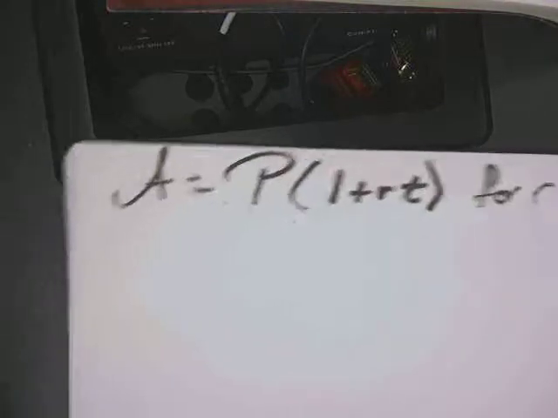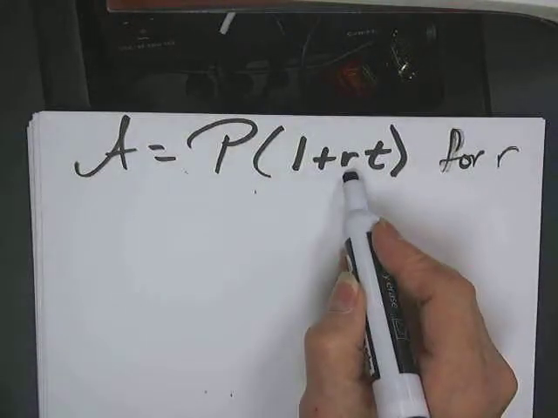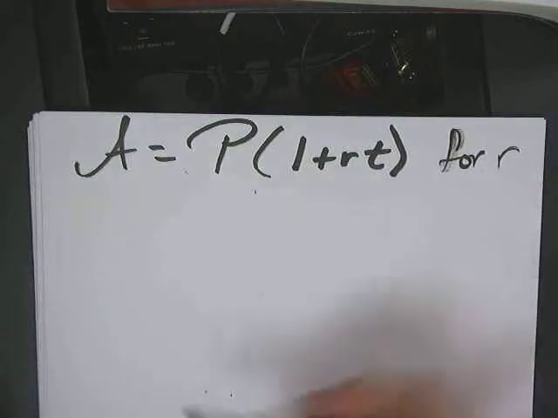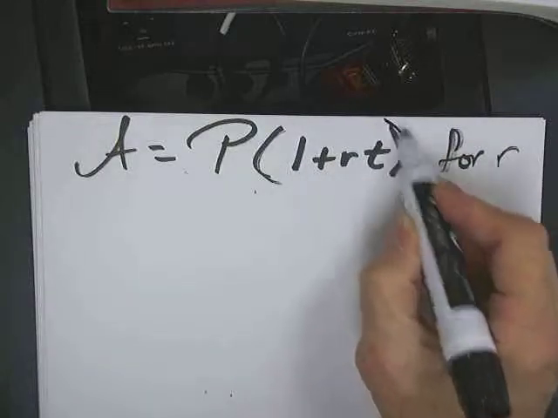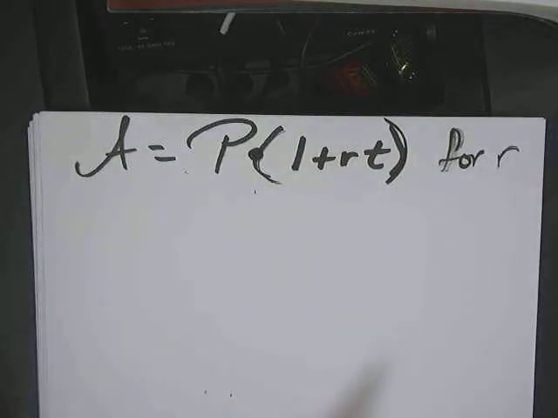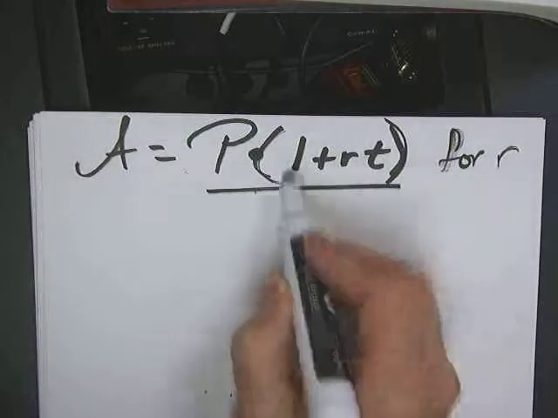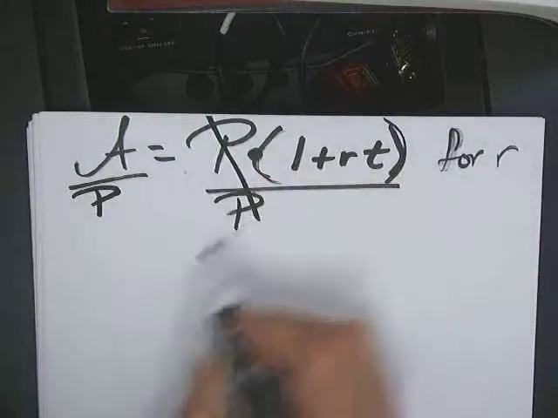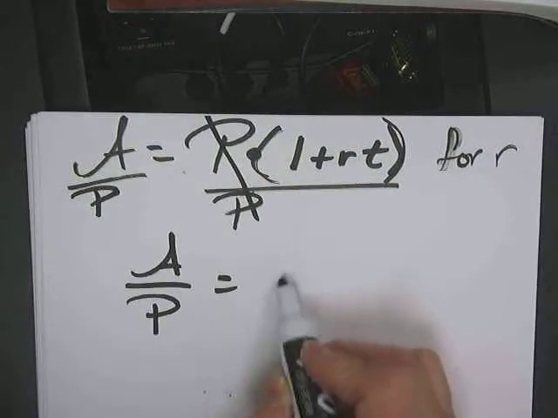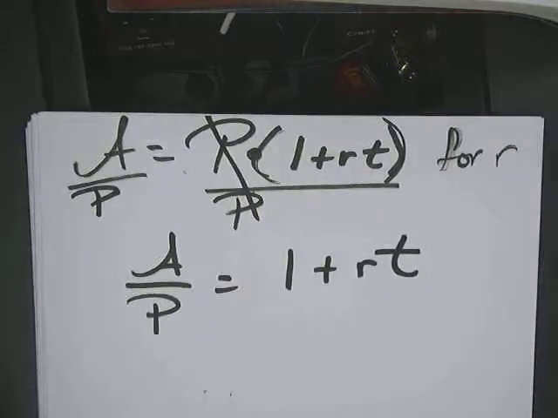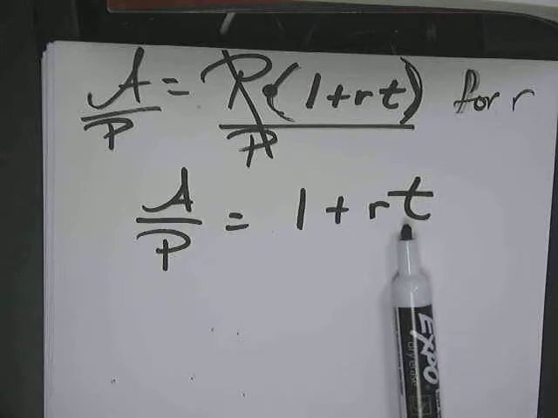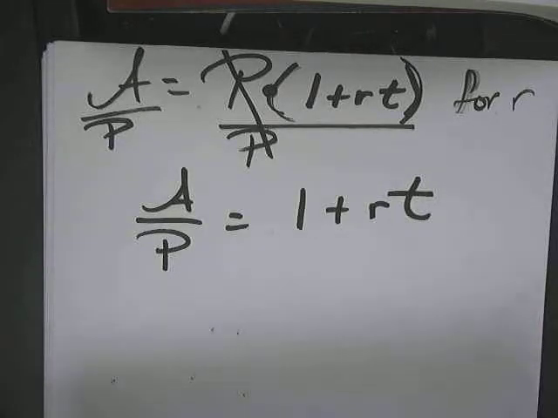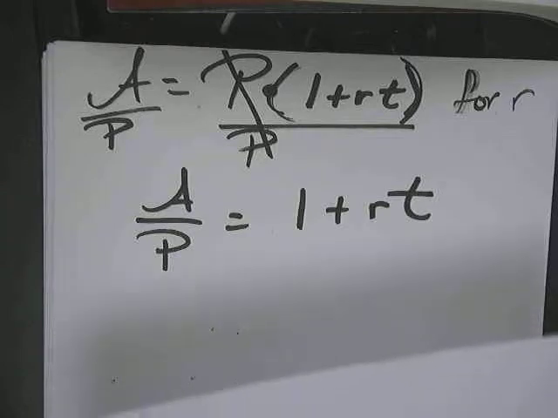We need to solve this for R. So how are we going to get that by itself? Divide by 1 plus T. How about this whole thing is multiplied by P? So we should divide by P. Let's divide by P and then we'll get that thing by itself. So we have A over P is 1 plus RT.